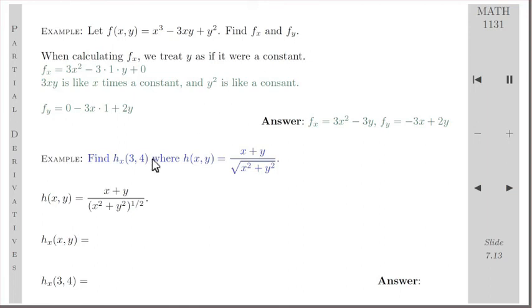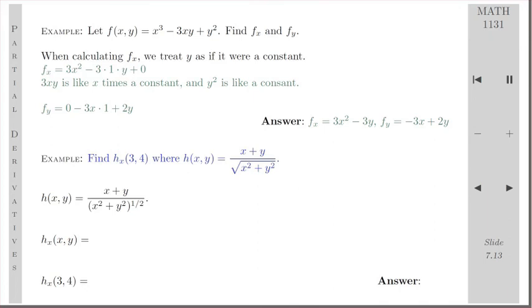I have to explain the notation a little bit. The function is called h. Here I have h sub x, which means a partial derivative with respect to x. So I treat y as if it's a constant. And this notation, just like in the one variable case, means first find the partial derivative, then evaluate when first variable x is 3, second variable y is 4.